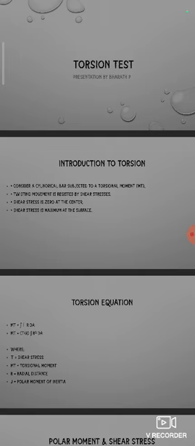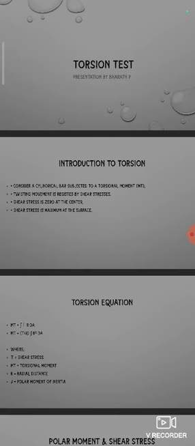Torsion refers to the twisting of a material when a torque or a twisting moment is applied. In this experiment, we consider a cylindrical bar subjected to a torsional moment. The torsional moment can be represented as Mt.